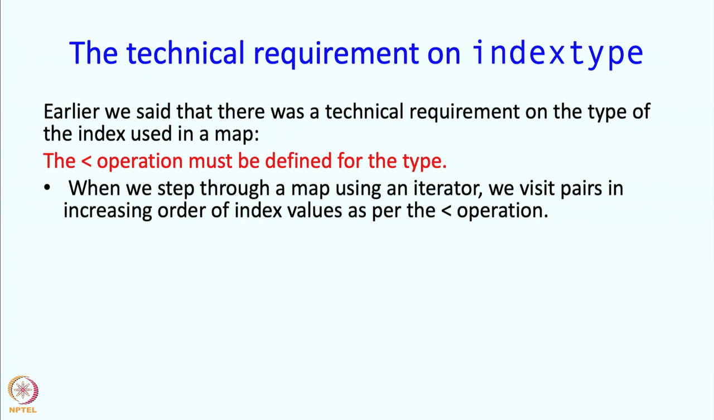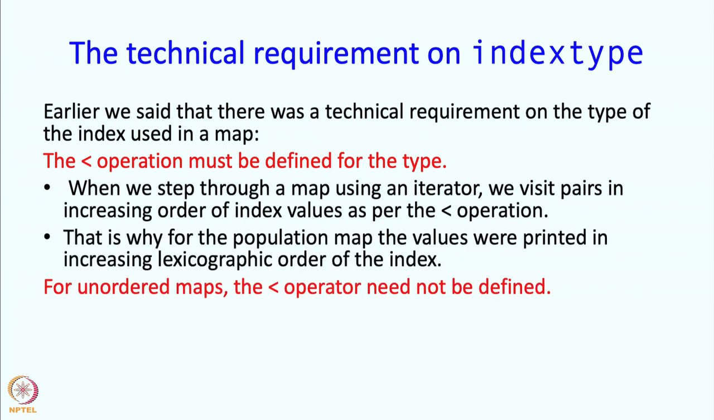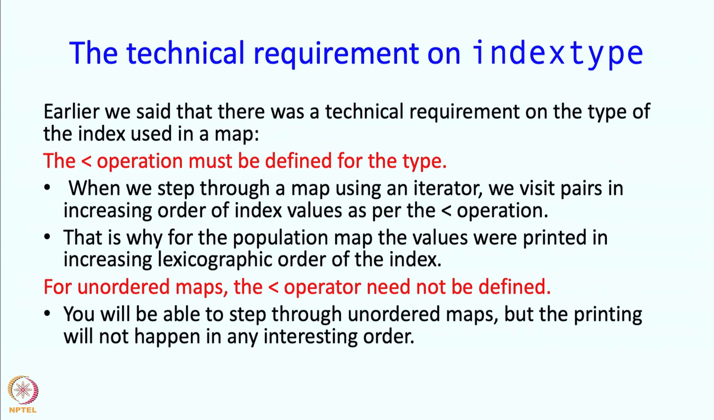Yeah. So we said that there was a technical requirement on the less than operation, and when we step through the map using an iterator, we visit the pairs in increasing order. Okay? For an unordered map, the less than operator need not be defined, but the printing will not happen in any interesting order. Okay, so we will do a demo of this just to see what happens with ordered and unordered maps.